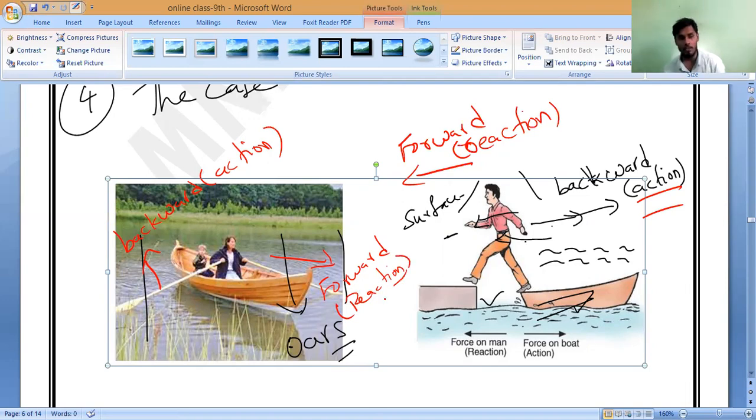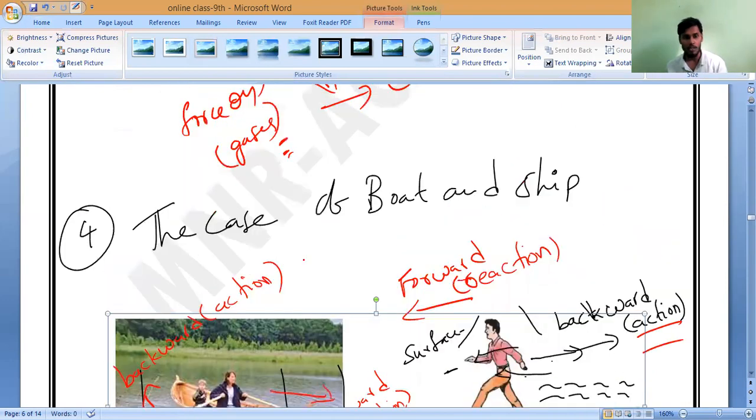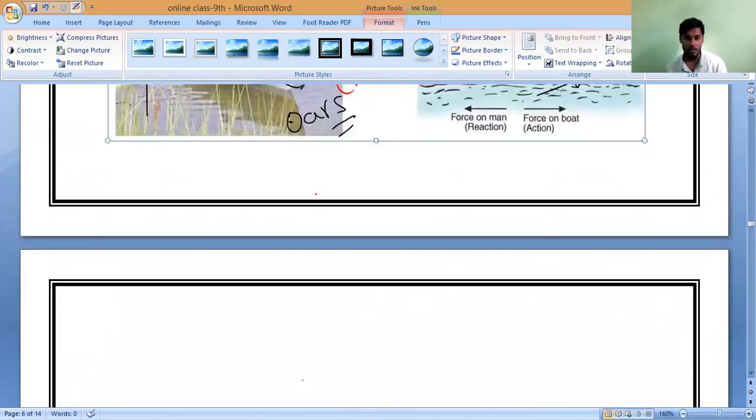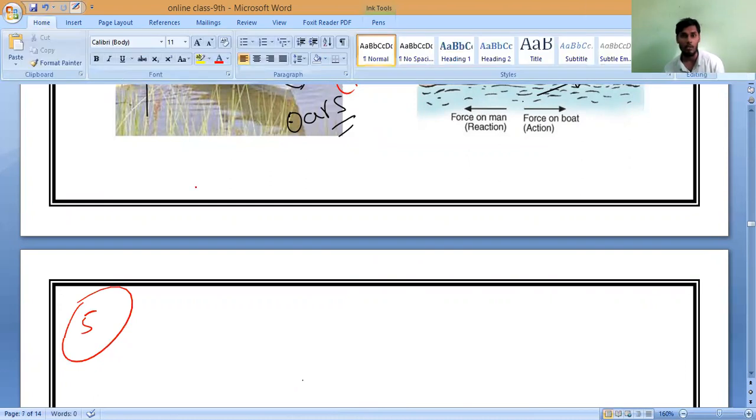Yes, sir. So this is what happens in the case of boats and ships also. We have many more examples, but now the time is 7:47, so with this I will end. From tomorrow we'll continue from here. Okay, all of you? Yes, sir.